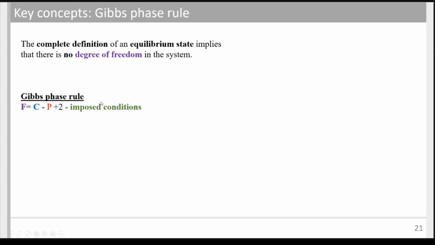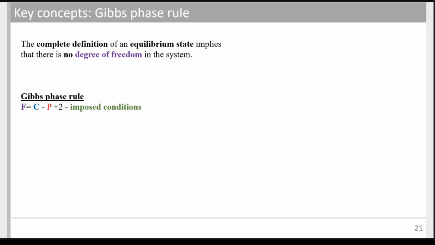I'm not presenting the mathematics of this Gibbs phase rule. We can provide it if needed, but it's quite elegant. What you will see here is that the number of degrees of freedom that you have in your system is defined by the following equation. In blue, you have the number of components. In red, you have the number of phases that are in equilibrium. Because of the mathematics of the problem, you would have plus 2 minus the imposed conditions that you are imposing to your system.